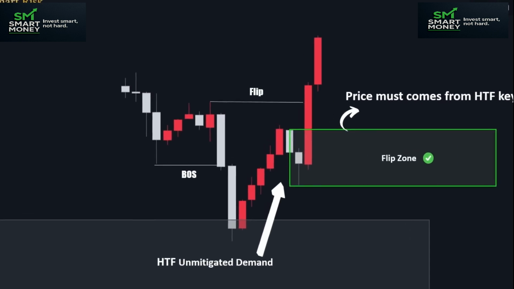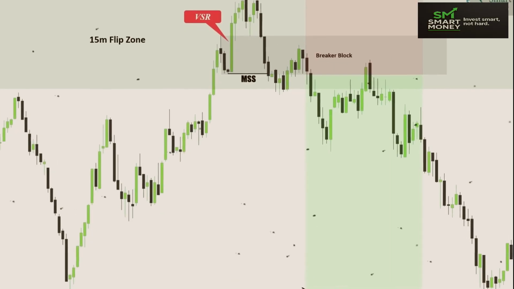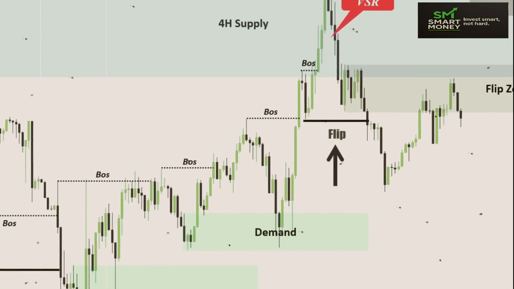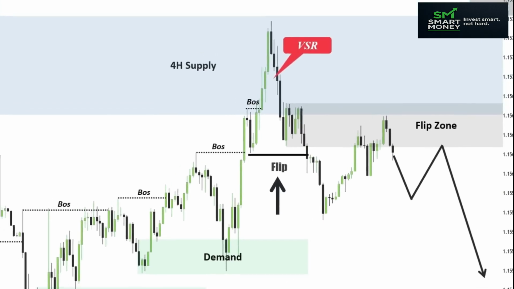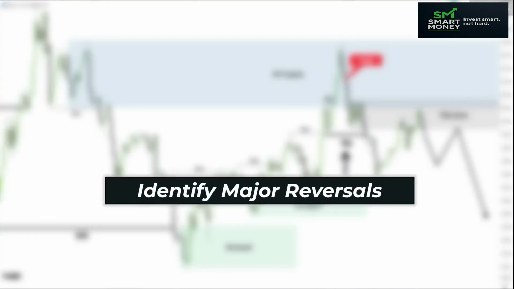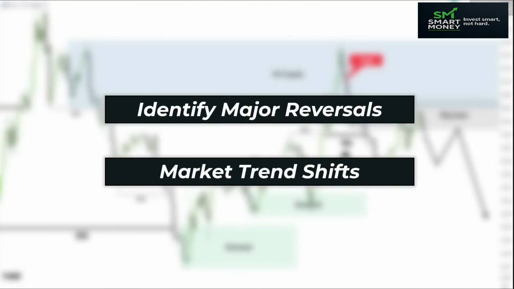Flip patterns are one of the most underrated setups in smart money concepts, yet they deliver some of the highest win rates of any SMC model. And when you combine them with higher time frame context, they become even more powerful than standard change of character setups. If you understand flips properly, you can spot major reversals and trend shifts before the market makes its move.